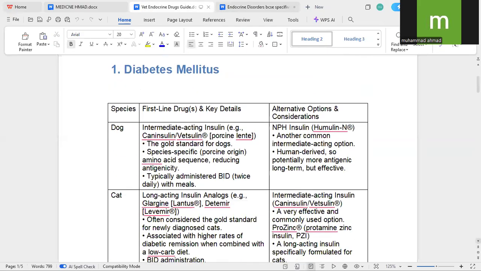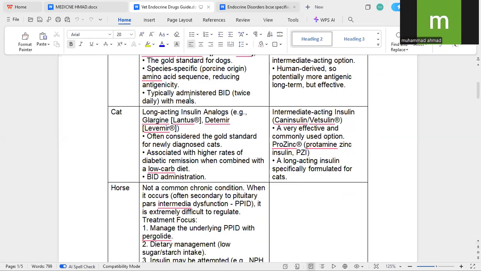So here, for diabetes mellitus in dogs, we use intermediate-acting insulin, and the gold standard treatment for our dogs is intermediate insulin. The alternative is NPH insulin. But in cats, we prefer long-acting insulin like glargine and detemir. We also use intermediate, but the first priority is long-acting insulin.